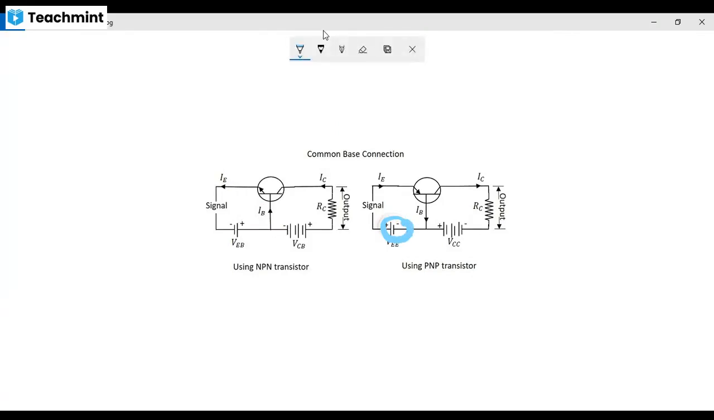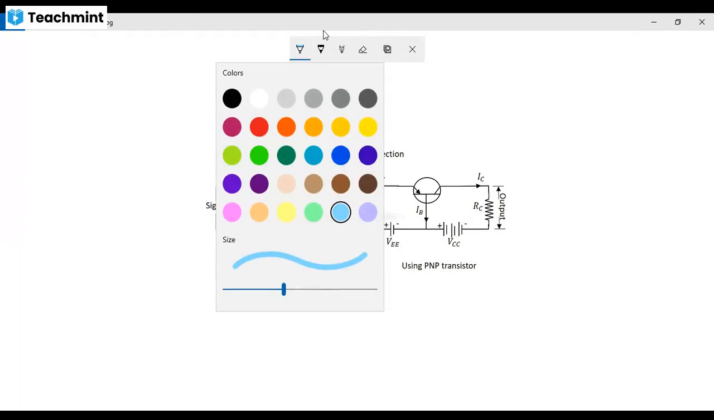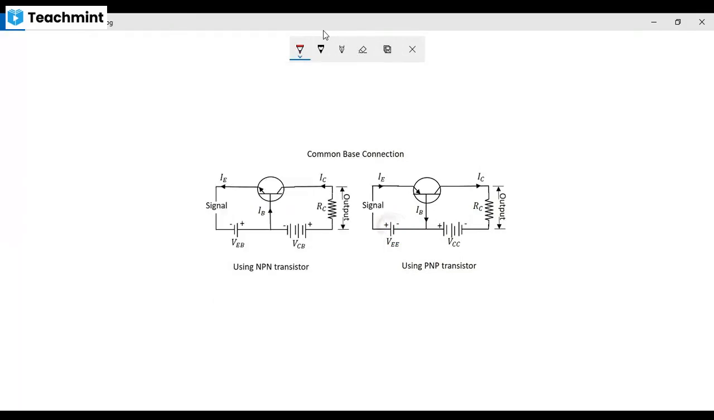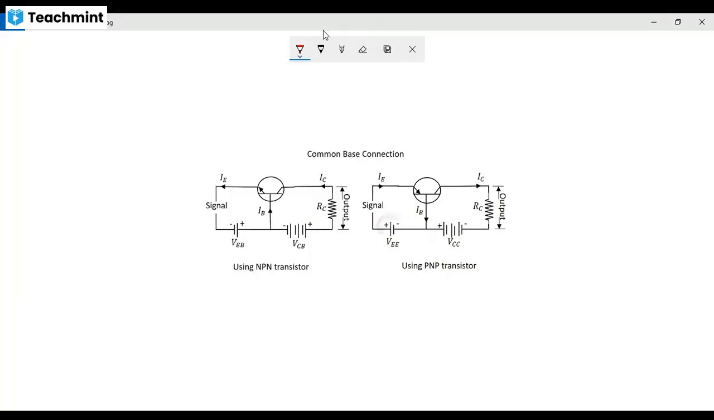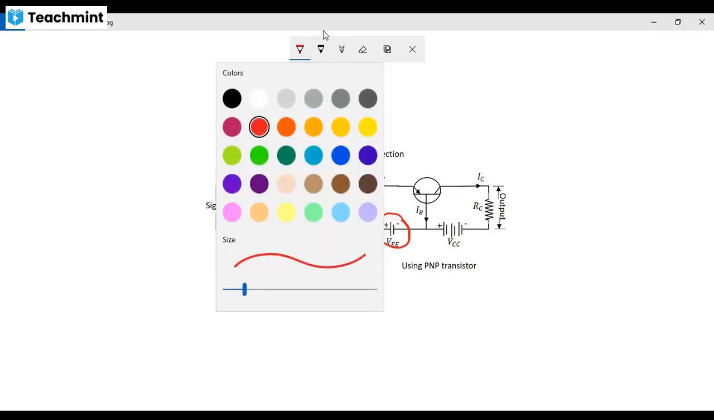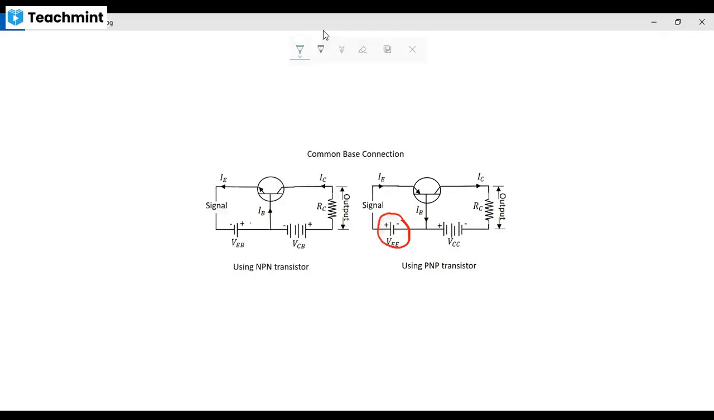If you see this, it will be very important for you. You can see here, this is for the PNP and this is for the NPN. So there is the difference.